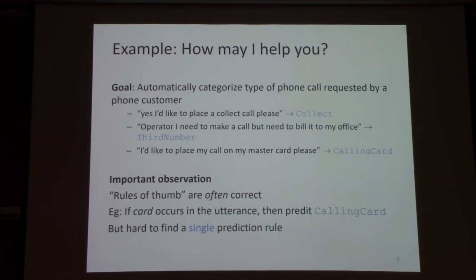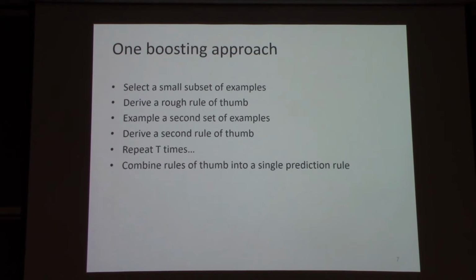The question is, can I combine these rules of thumb into a single prediction rule that does as well as all of them, but hopefully better? In some sense, we want to boost these rules of thumb into a single classifier. One way of doing this, let's see how we might do it as people: I might see a small set of examples. In all of them, for example, whenever the word card was said, I had to go to calling card. You derive some rough rule of thumb, like I just did. On these examples, this rule worked. So you have a rule of thumb.